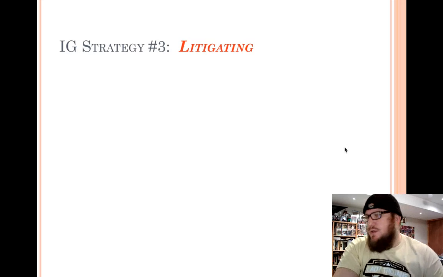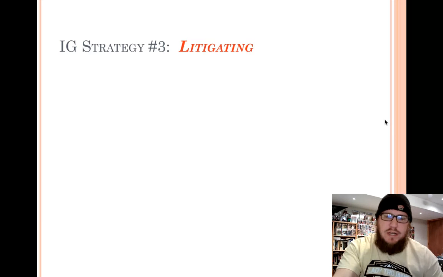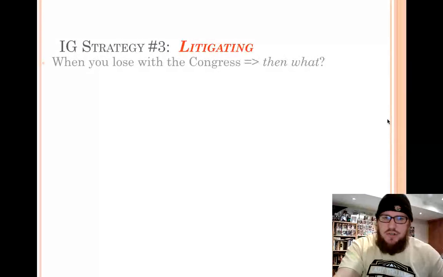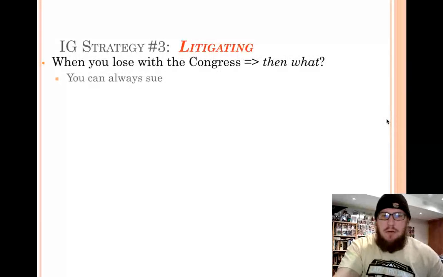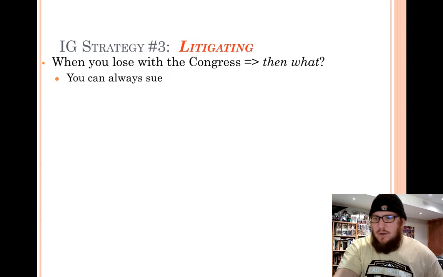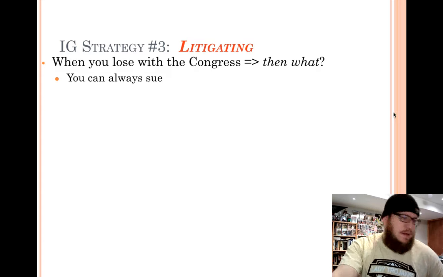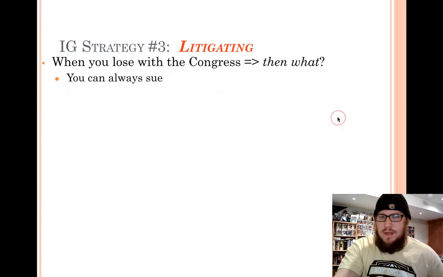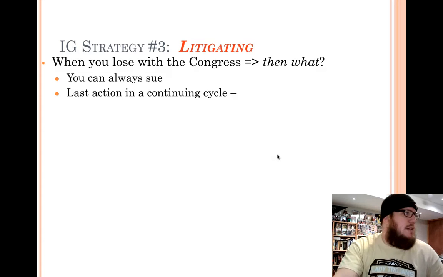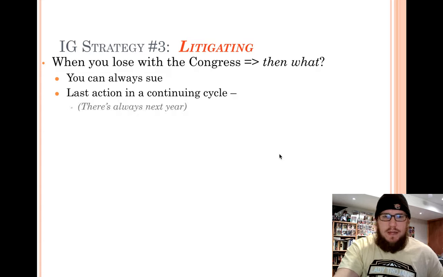If interest groups are not successful in lobbying change in Congress, then the last strategy they can use is litigation. So if you lose with Congress, then you can sue, right? You can file a lawsuit to challenge a law. You can find a lawsuit that exists already, and you can hop on to that lawsuit and file a brief that we'll talk about. But it's a last action in a continuing cycle, right? So if you can't succeed in a legislative body, then you take action in the judicial body, shampoo, rinse, repeat.